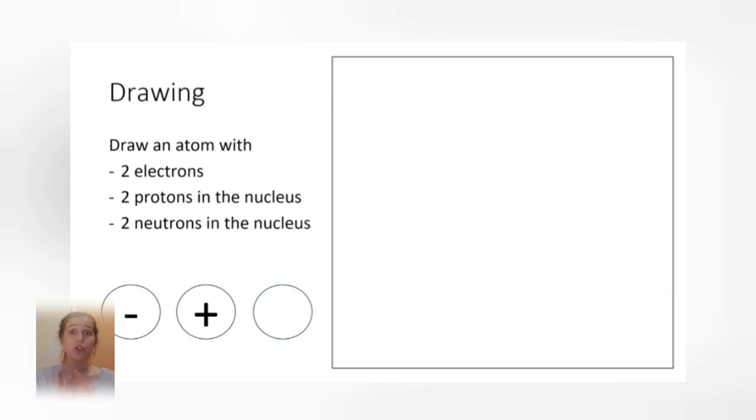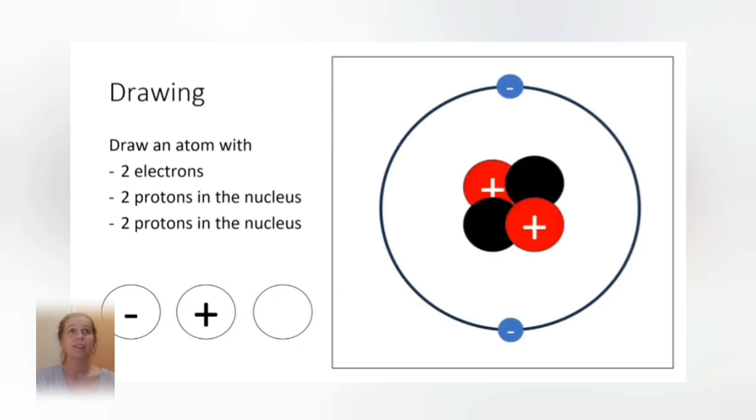So if you don't mind, have a quick go trying to draw out an atom with 2 electrons, 2 protons in the nucleus, and 2 neutrons in the nucleus. So hopefully it would look something like this, and you wouldn't need to colour it in if it was an exam question. Another thing to note is actually often we will draw electrons as an X on the shell of the atom. And this is something that you actually apply when we look at an exam question later on.